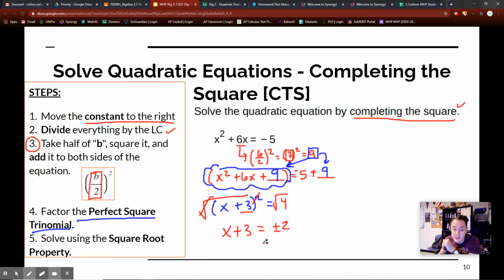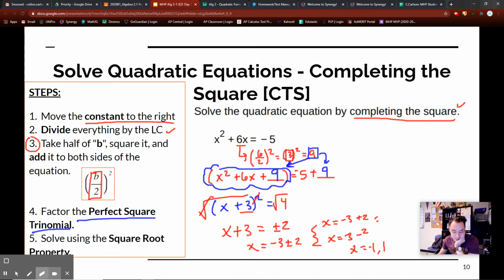Let's finish it. This is going to be negative 3 plus or minus 2. So that means my solutions are x equals negative 3 plus 2, and x equals negative 3 minus 2. So that means x equals negative 1 and negative 5. My handwriting is not being so great today.